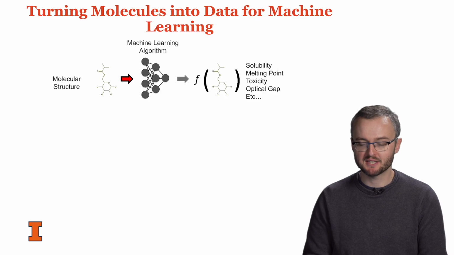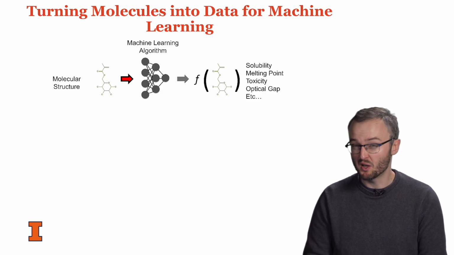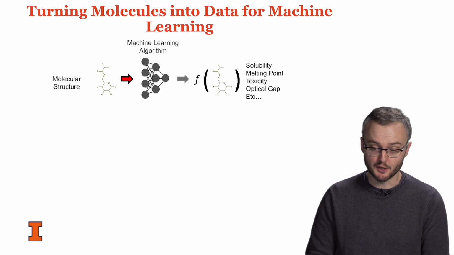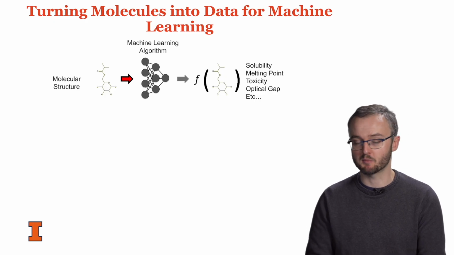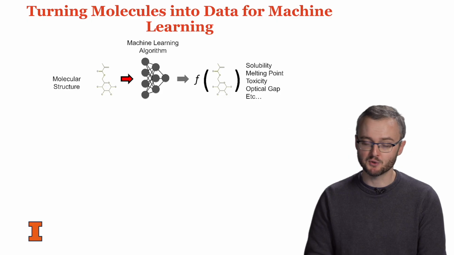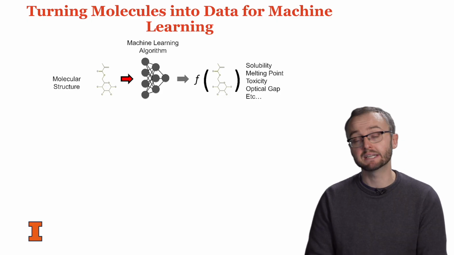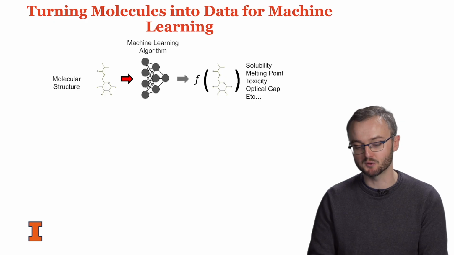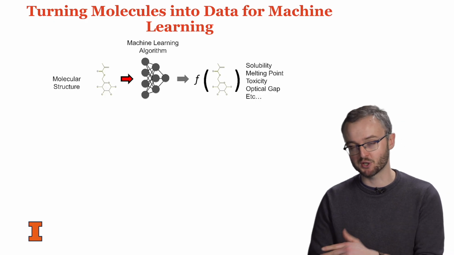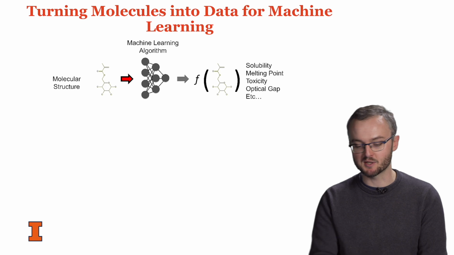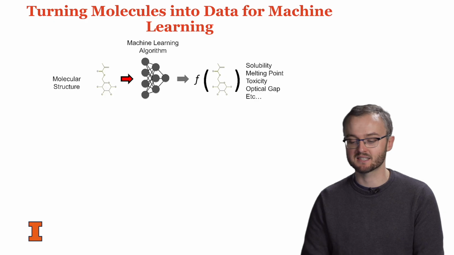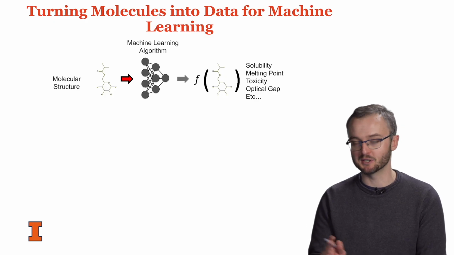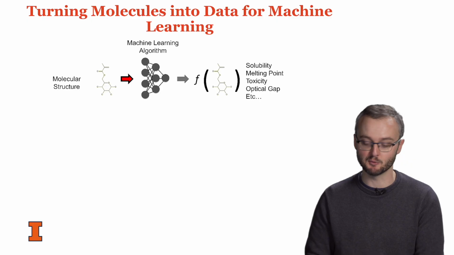And what I'm going to talk to you about today is how you actually turn a molecule into something that a machine learning algorithm can use. So, we have on the left here a molecular structure, some arbitrary molecular structure. And I want to take this structure and feed it into some statistical machine learning algorithm that will make a prediction on a property. So, in comes the molecule, some black box machine learning algorithm acts on it, and it predicts a physical property like solubility, melting point, toxicity, optical gap, anything you might be interested in.